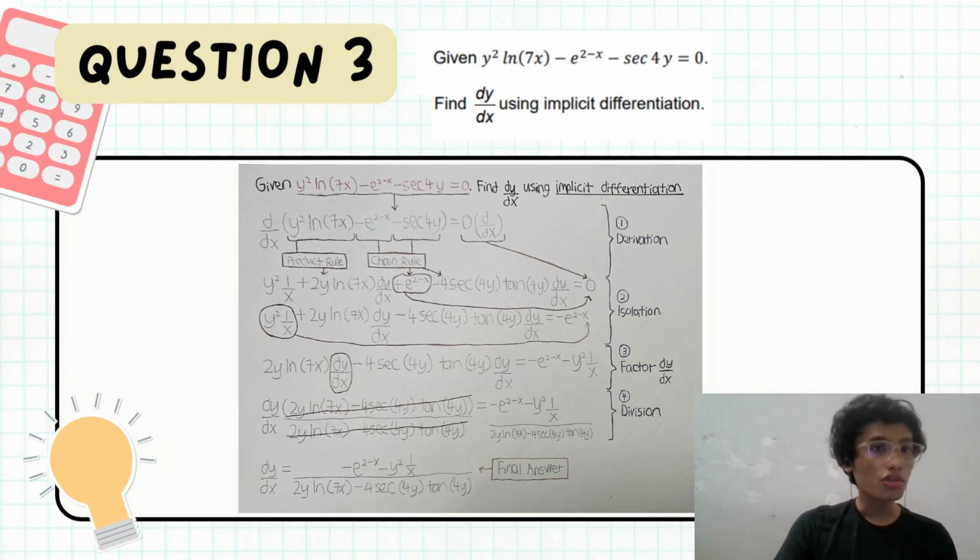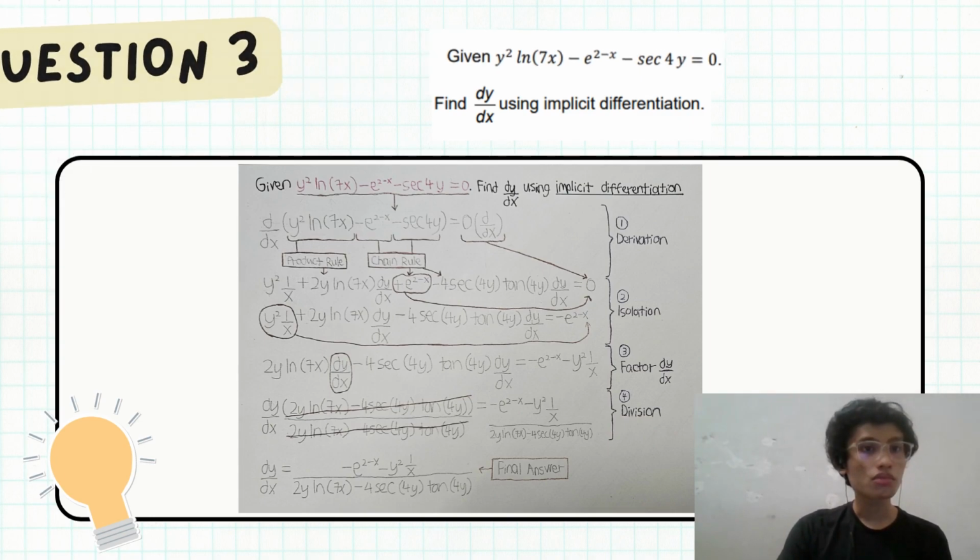side. So 2y ln 7x minus 4 sec 4y tan 4y divided by itself, and then on the right side we take negative e^(2-x) minus y^2 (1/x) and divide by the expression on the left side. So performing division and cancellation, we should get dy/dx equals negative e^(2-x) minus y^2 (1/x), over 2y ln 7x minus 4 sec 4y tan 4y, and this is the final answer.